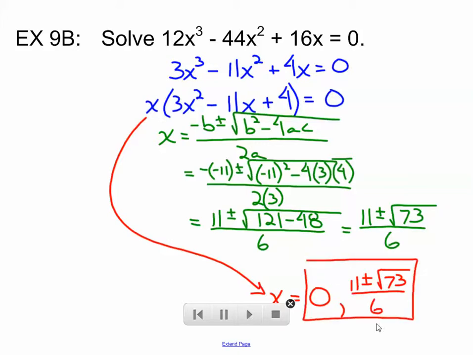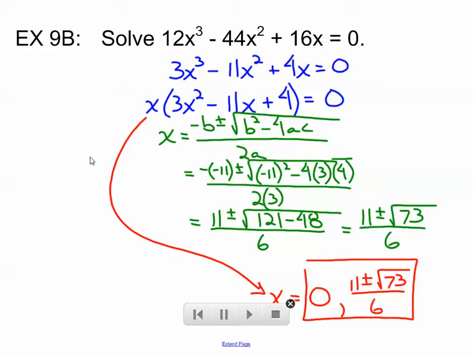We could turn this into a decimal. And then, well, it's actually two decimals, and we could check it by graphing this and seeing where it crosses the x-axis. Perhaps we'll do that in class tomorrow, but I think we've had enough examples for tonight.